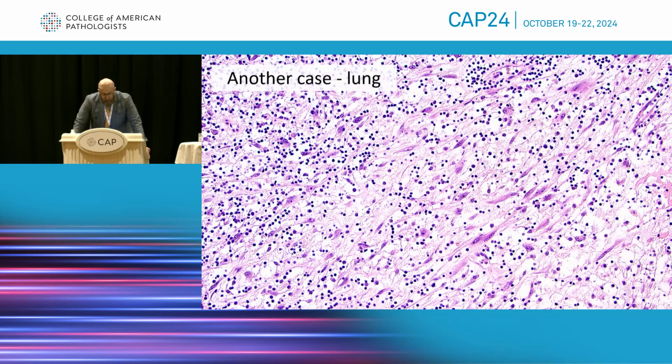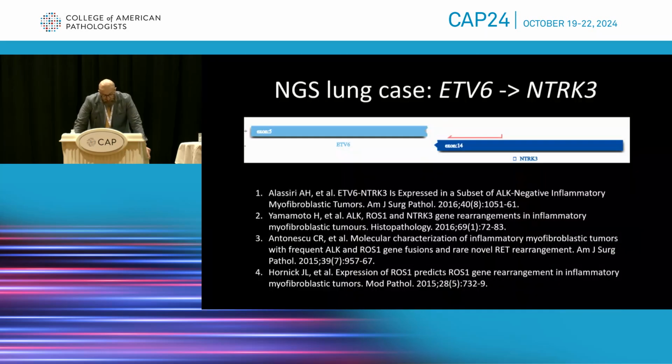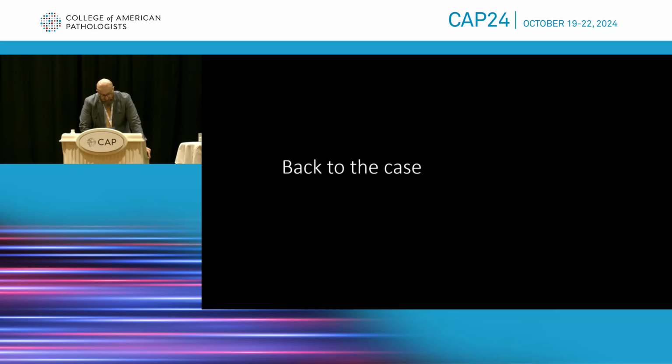And just to show an example of an IMT with a different fusion other than ALK, this is one from the lung. We can see spindle cells and inflammation again, positive staining for SMA, but negative ALK. And this one, using next-generation sequencing, had ETV6 NTRK3 fusion, which is thought to be at least a variant fusion that can occur in some inflammatory myofibroblastic tumors.